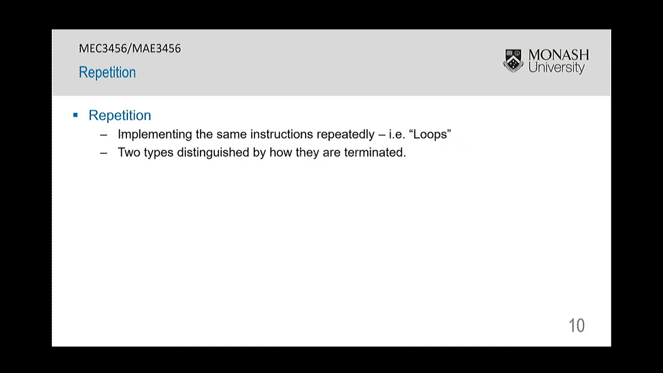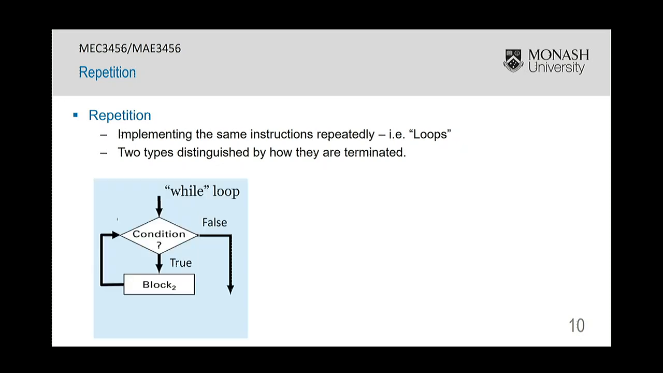Repetition is the other coding structure that we need, and it basically means implementing the same instructions repeatedly. In other words, these are known as loops. And again, in MATLAB there are two types, and they are distinguished by how they are terminated. So the while loop basically comes down and says, okay, let's check this condition. If this condition is false, we're going to exit. If the condition is true, we're going to go down here.